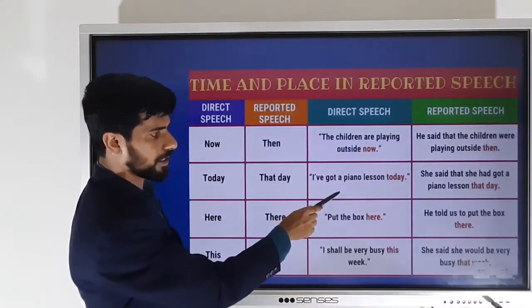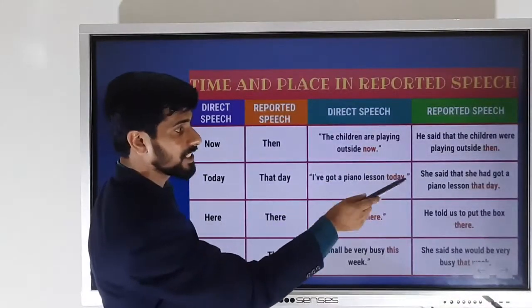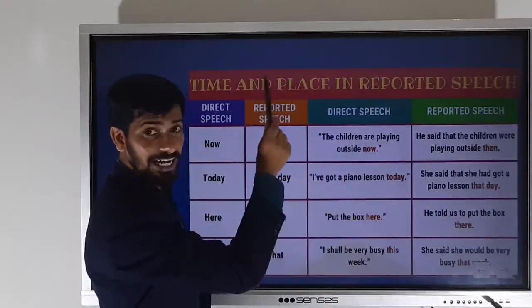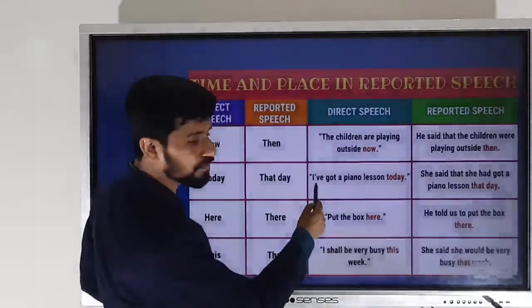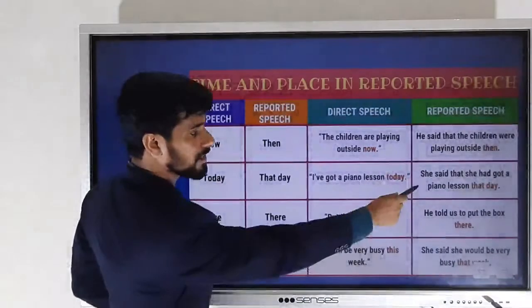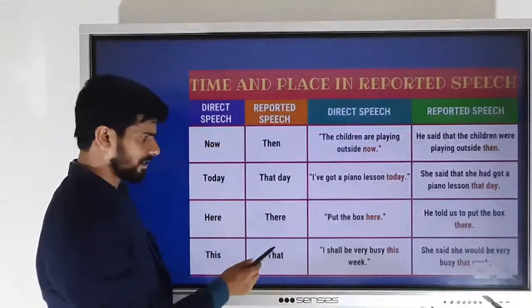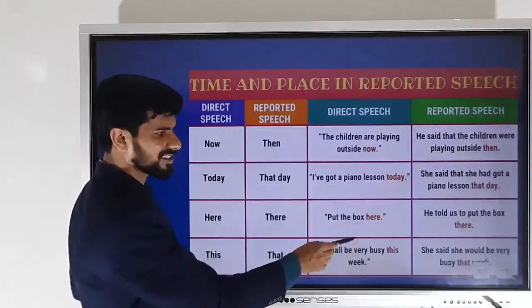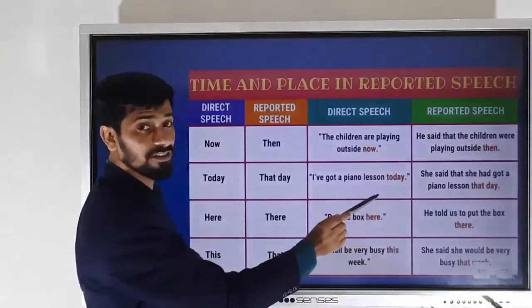I have got a piano lesson today. She said that she had got a piano lesson that day. The change, notice: today becomes that day. And "I have got," present perfect tense, is converted into past perfect. And here becomes there, right? Put the box here. He told us to put the box there.